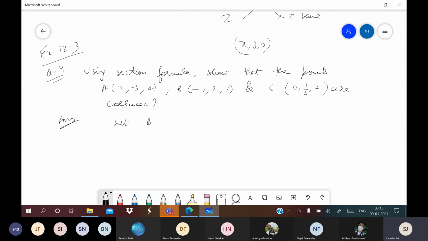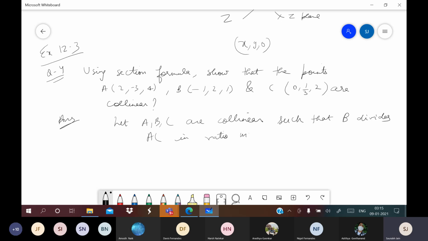So they want us to prove that they are collinear. So what we'll do, we will say that let ABC are collinear. We are assuming it. Let ABC are collinear such that any one point, say B, divides AC in ratio m is to n.